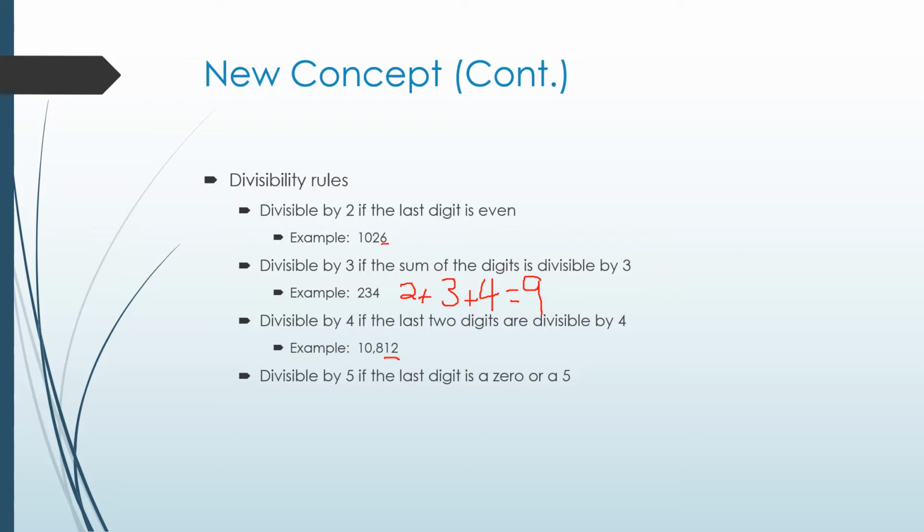5 is an easy one. If the last digit is a 0 or a 5, it's automatically divisible by 5. So even in a big number like this in the hundred thousands, the only thing I look at is this. If that's a 5 or a 0, I know I can divide it by 5.